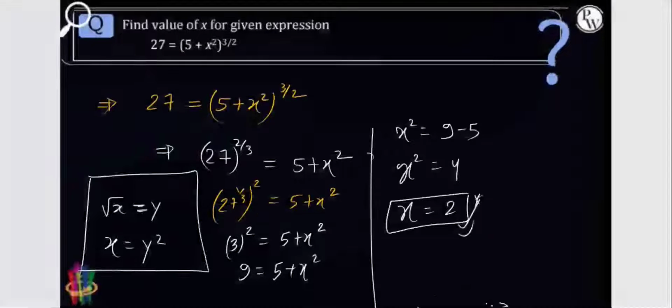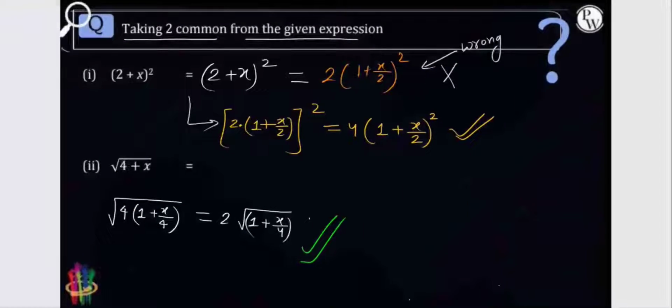9 equals 5 plus x square. 9 minus 5 equals 4, and 4 is equal to x square. It means what? 2 square is 4, hence the value of x is equal to 2.